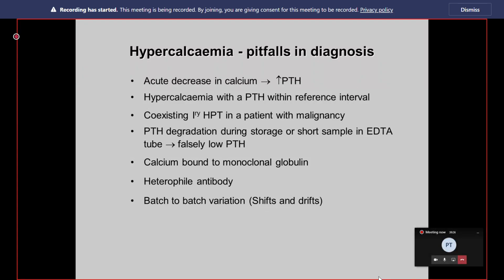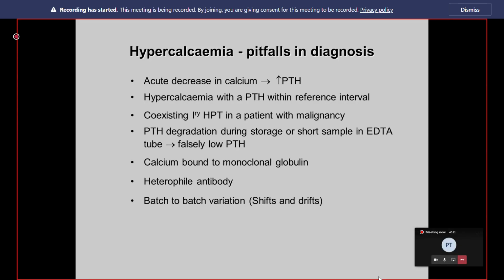A few other pitfalls to consider when diagnosing the cause of hypercalcemia. Acute decrease in calcium can increase the PTH. So if someone presents with hypercalcemia with a suppressed or low normal PTH, and the patient is immediately treated with fluid, usually they're rehydrated because they're often dehydrated, and then they're given bisphosphonates to decrease their calcium, the PTH can unsuppress acutely, so the measurement should be done before starting treatment or when the patient has stabilized. Otherwise, you can get an inappropriately misleading PTH.